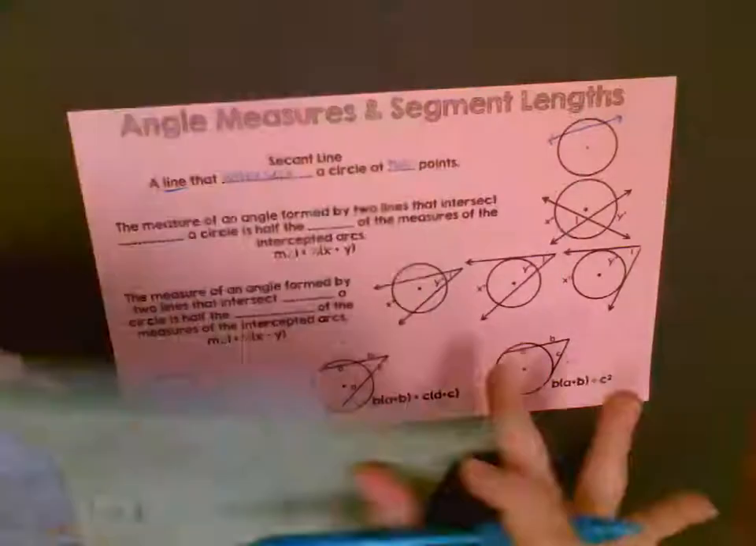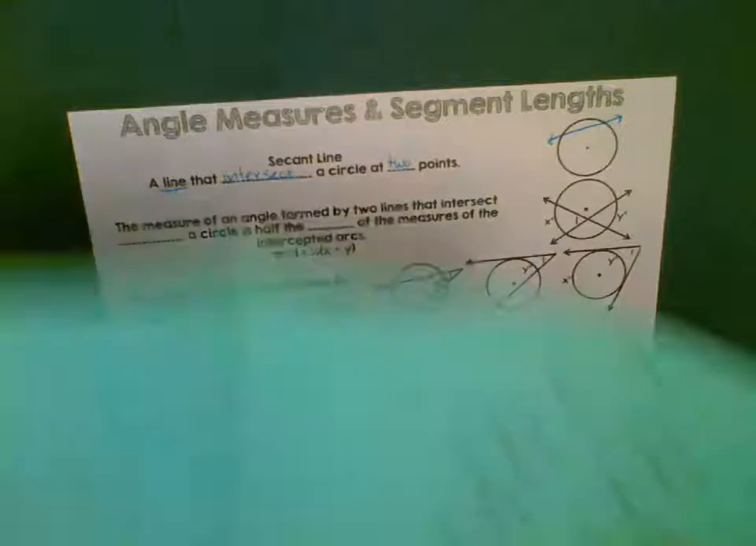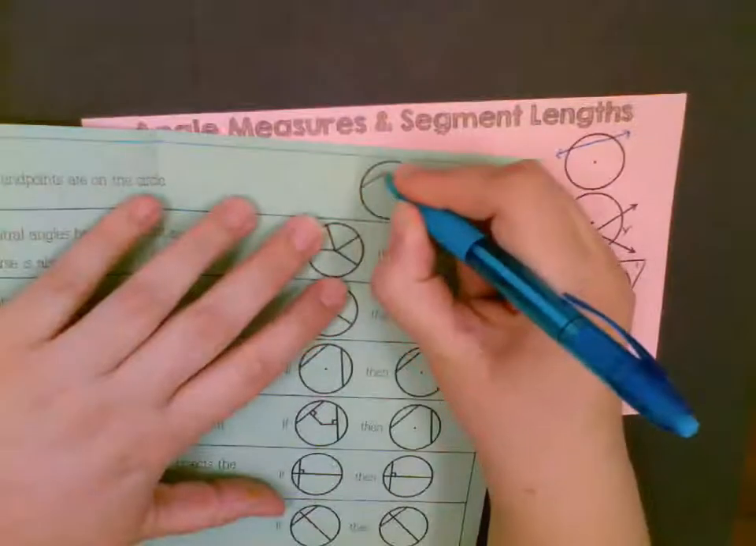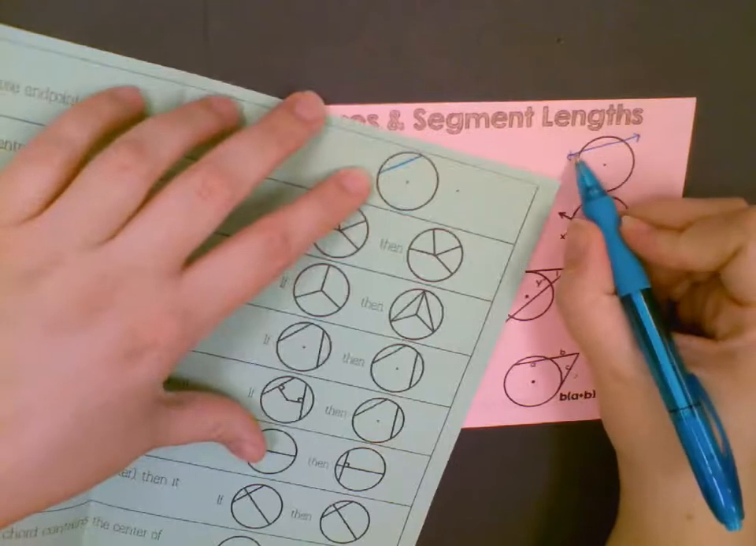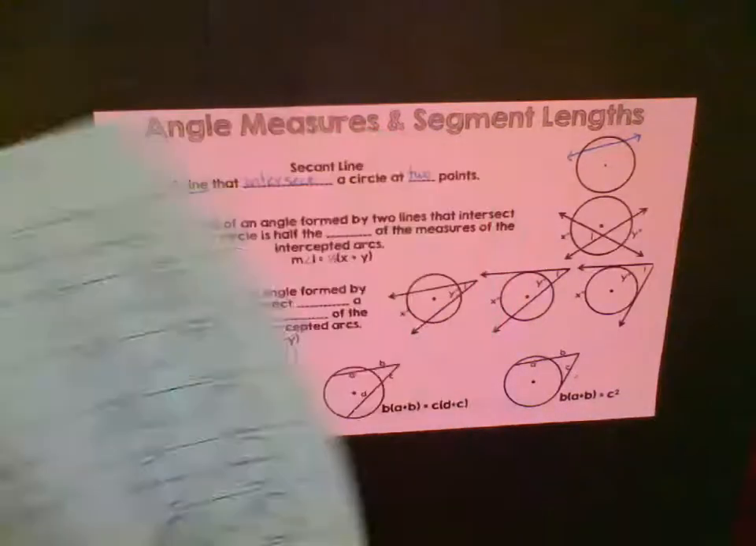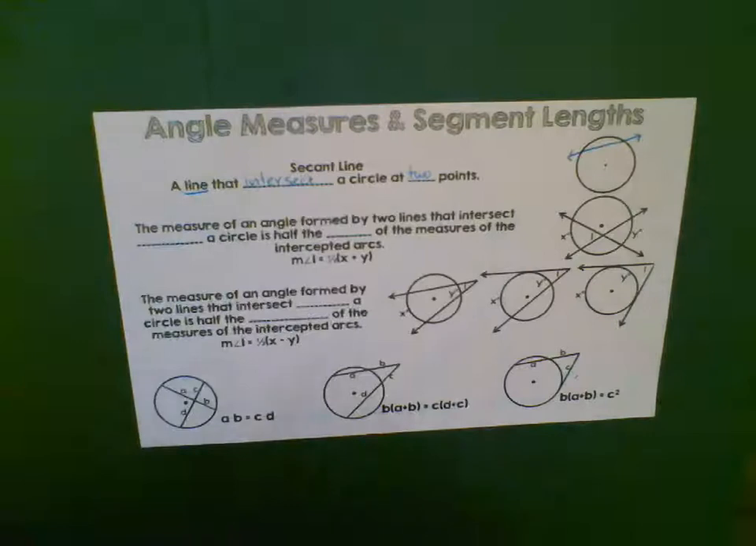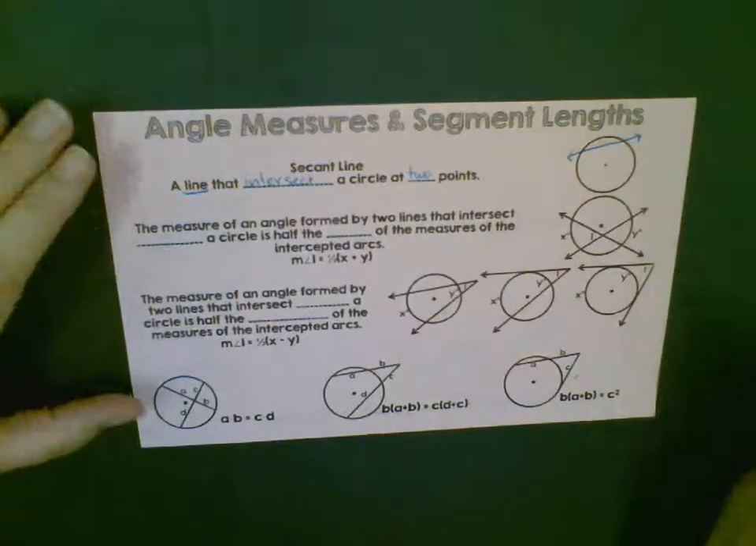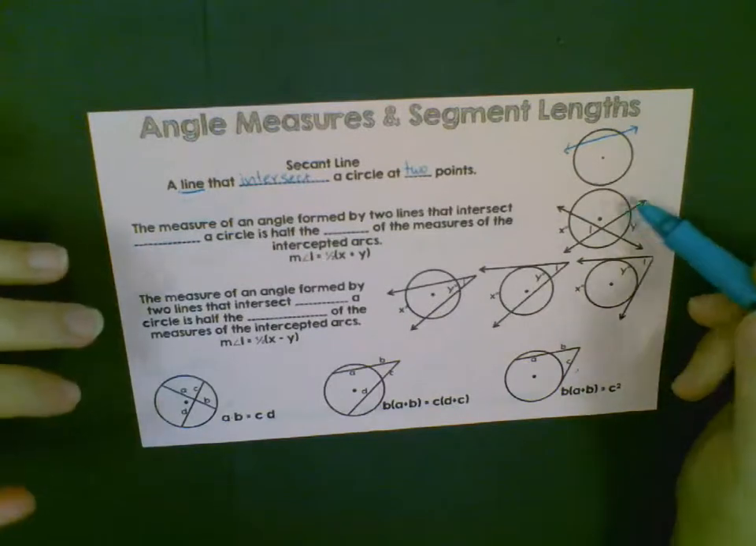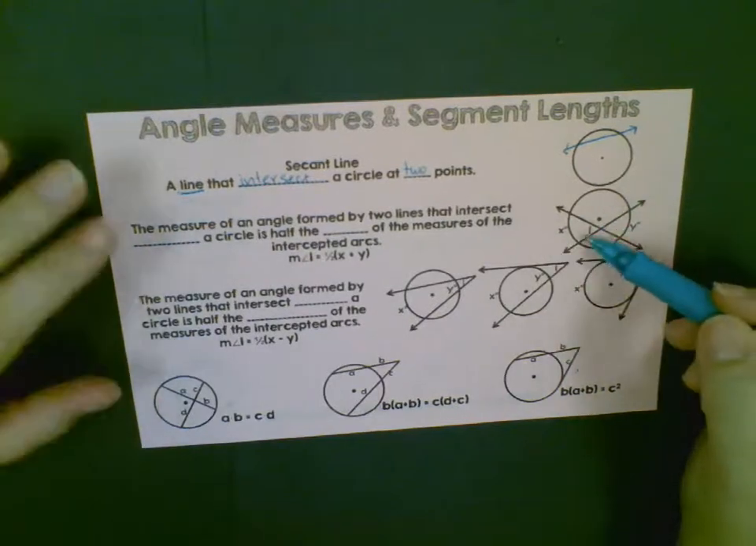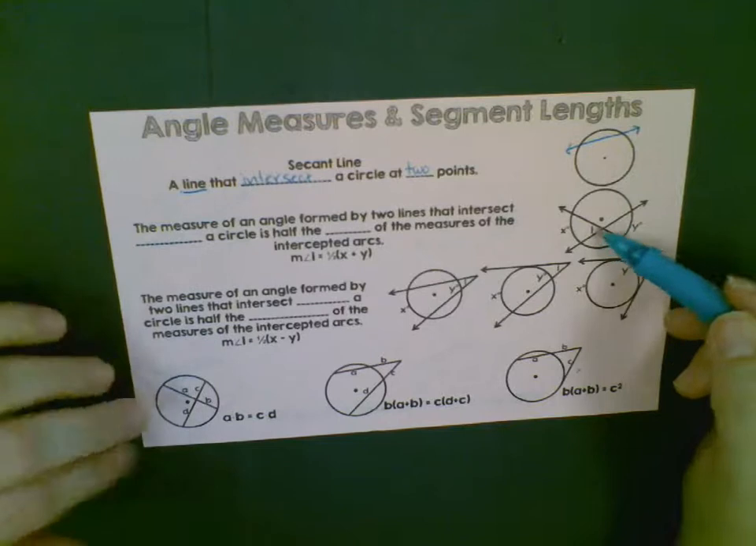So remember, a chord is going to stop, whereas a secant line goes all the way through, and it keeps going. It has arrows on the ends. So they make special angle relationships, and these angles are true for chords as well, the next theorem.